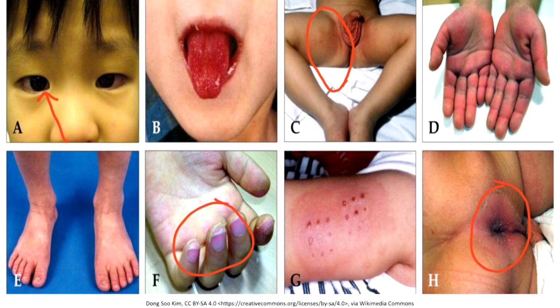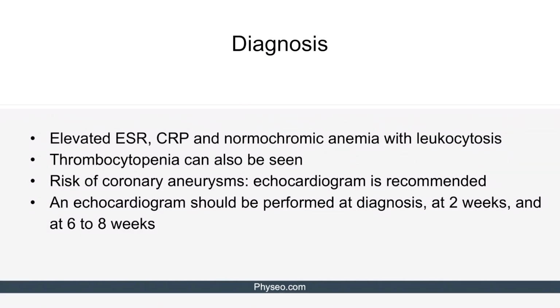Now take note that desquamation is also commonly seen in the palms and soles, just like that erythematous rash we were describing. Lastly, image G points at erythema and induration at the site of a previously vaccinated area with a BCG vaccine. Let's now talk about the diagnosis.